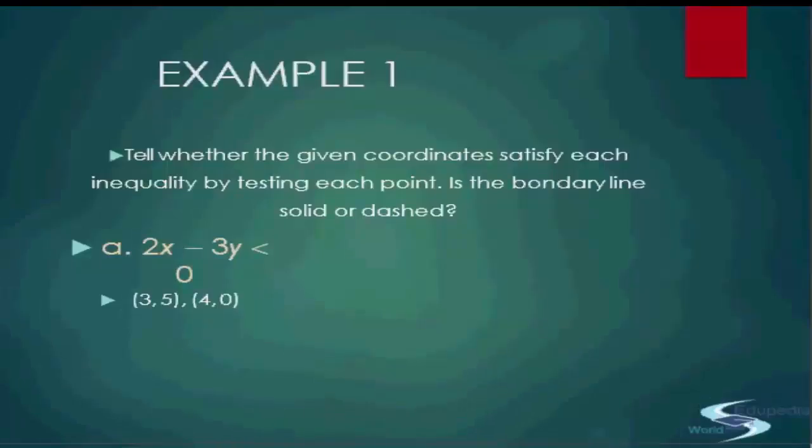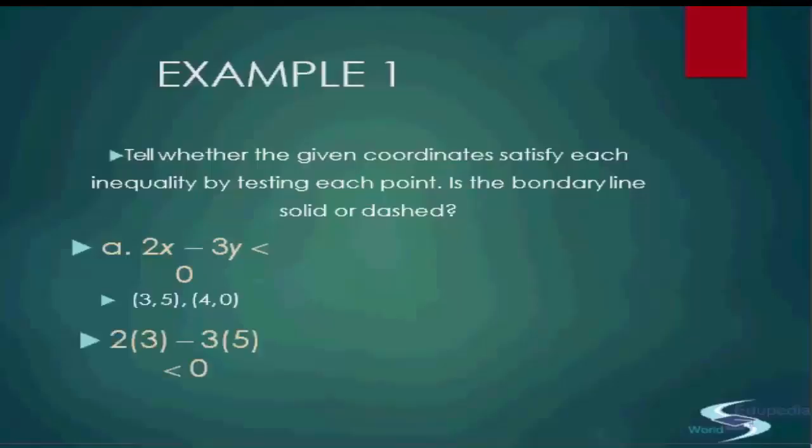We have to find out whether the boundary line is going to be solid or dashed, and before that we need to find out the coordinates that satisfy each inequality by testing these points, that is the testing points. This is pretty straightforward. If you want to know whether these particular points satisfy the inequality, all we have to do is substitute these points and we can get the answer.